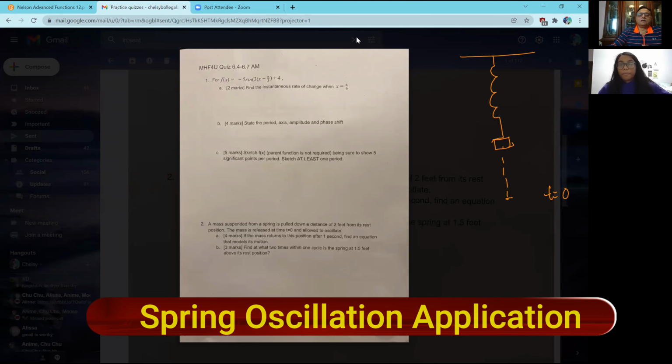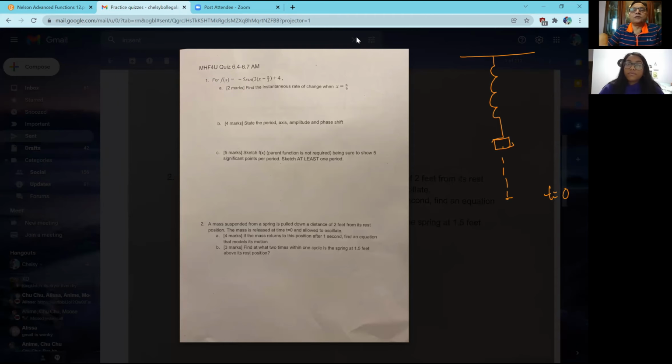Correct. So when you pull that particular mass and then release, it'll go up and then it'll go actually on the other side also. It will oscillate about this particular point, correct?